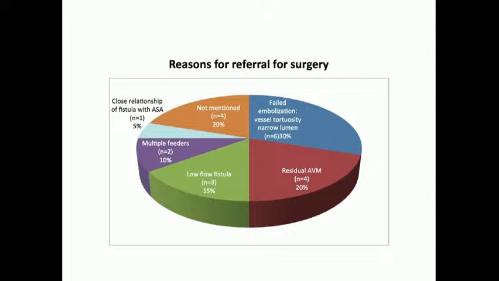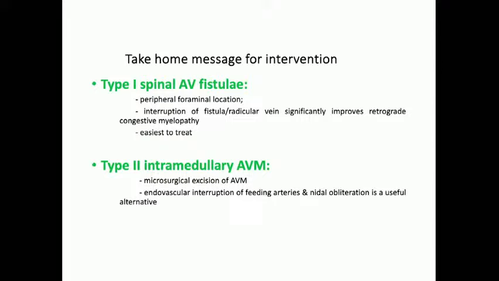So what were the reasons why these patients were referred for surgery? One was a failed embolization because the vessels were too tortuous. There was a residual arteriovenous malformation. There was a low flow fistula where they thought that surgery would be a better option. And there were multiple feeders where this can work. So therefore, I just repeat what I told you.